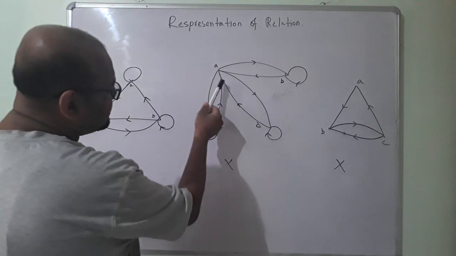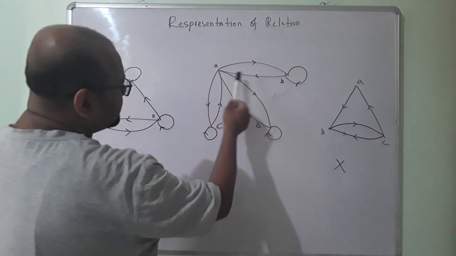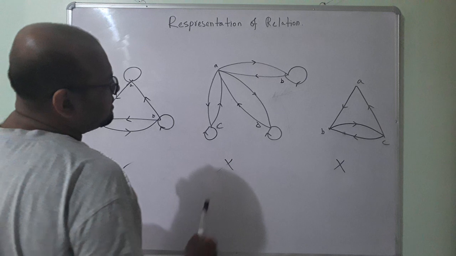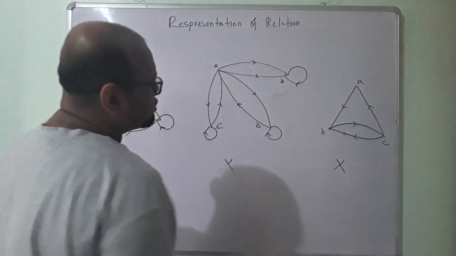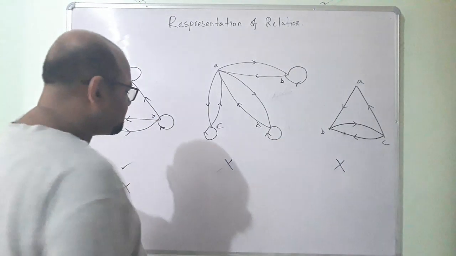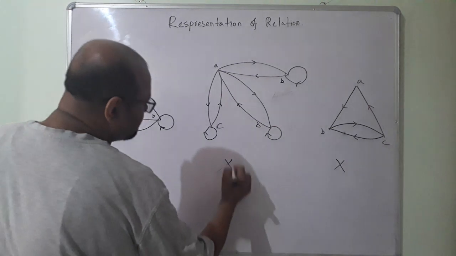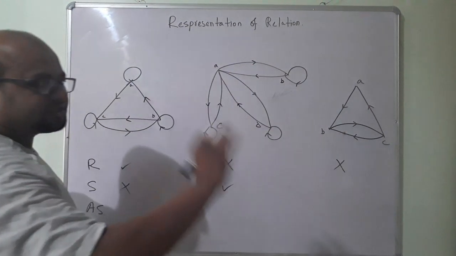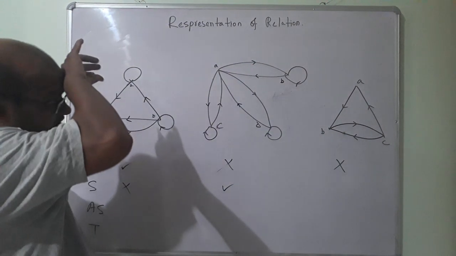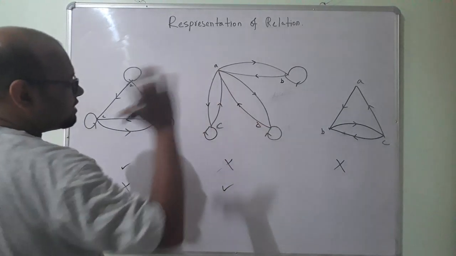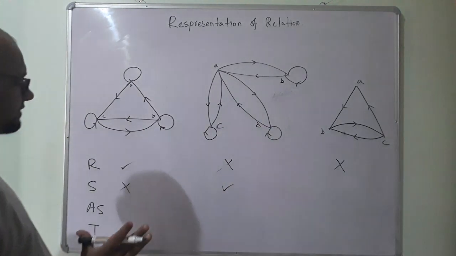AD is there, DA is here. AB is there, BA is there. Then this self loop, of course, BB being there means BB being there. So this is symmetric. All this AB means that BA is there. If there is some XY in here, then YX is also here.